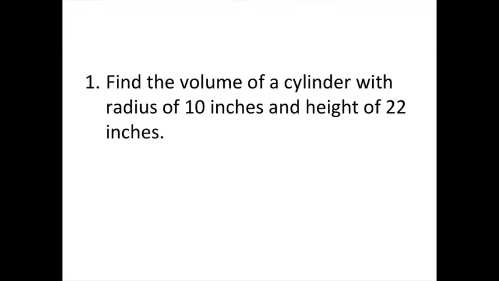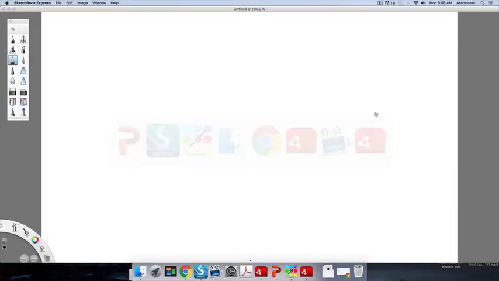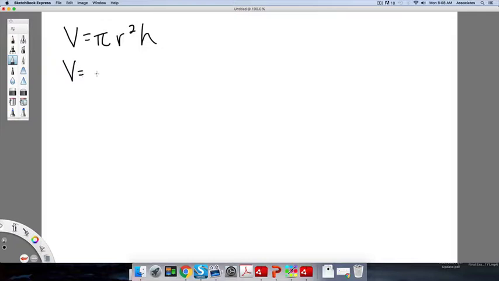So question number one on your review said, find the volume of a cylinder. So be thinking about which of the two formulas you're going to use with a radius of 10 inches and a height of 22 inches. Now the key thing here is we need to know the radius, it's given, and the height. So we're ready to go to our slates and look at the formula. The formula here is volume equals pi r squared h. So I'm going to go to my problem and pull out the information. The radius on this particular problem was 10 inches, and that's squared, times the height was 22 inches.